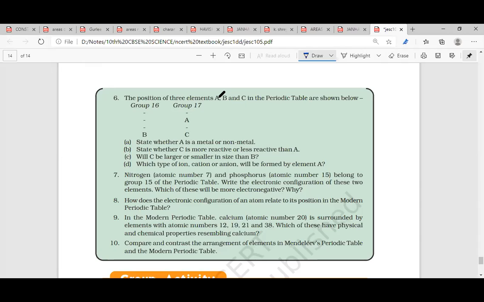It will be anion, ma'am. Anion. It will gain electrons, so it will form an anion.